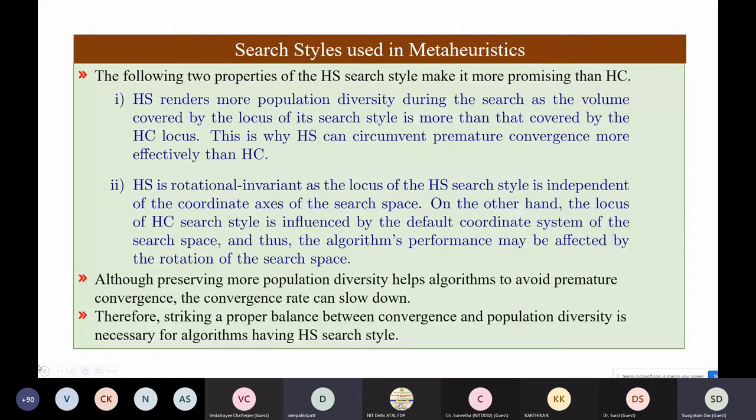Although preserving more population diversity helps algorithms to avoid premature convergence, the convergence rate can then slow down. If your algorithm is only focusing on maintaining a very high population diversity, then the convergence rate can greatly slow down. So for striking a proper balance between convergence and population diversity, the HS search style with a little modification would be very important. This is where we are going.